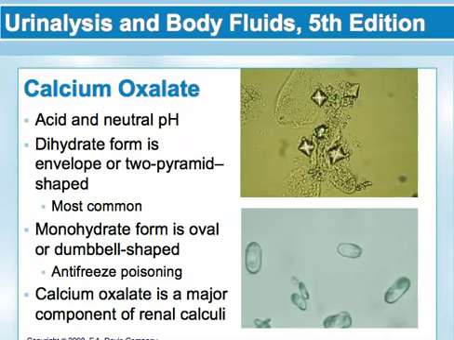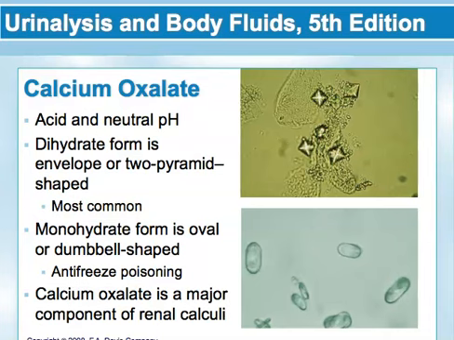Okay, the next one is calcium oxalate. Although they are mostly seen in acid urine, they can also be seen in neutral and rarely in alkaline urine. The most common morphological form is the dihydrate form that is colorless and looks like two pyramids or like an envelope, like you see here. The rarer form is the monohydrate form that are oval or look like a dumbbell. This form is seen with ethylene glycol poisoning, in which large amounts of these crystals would be seen.